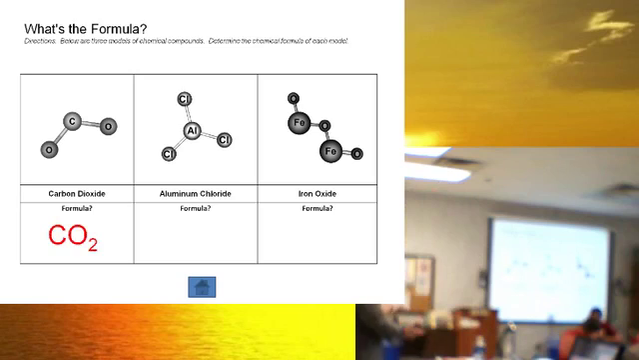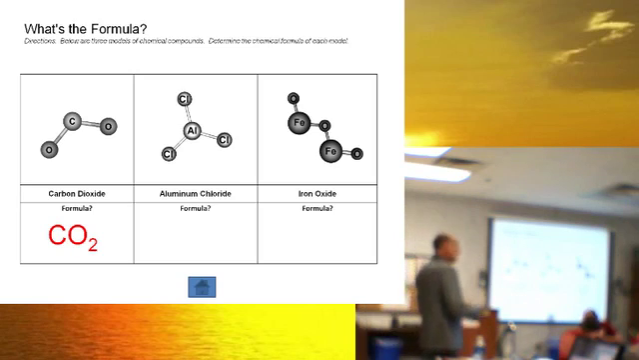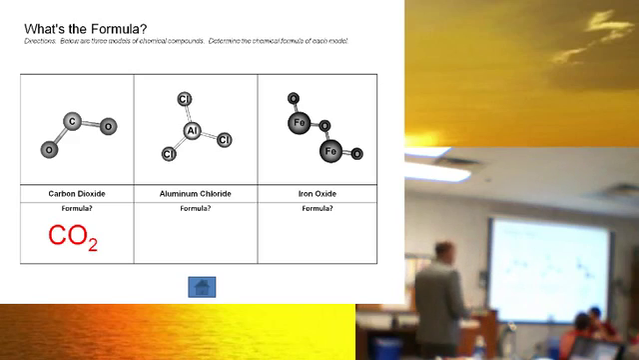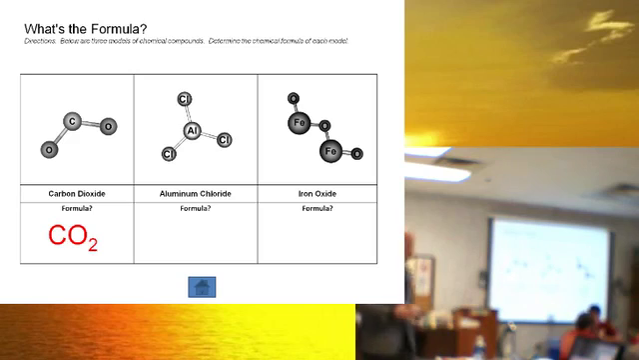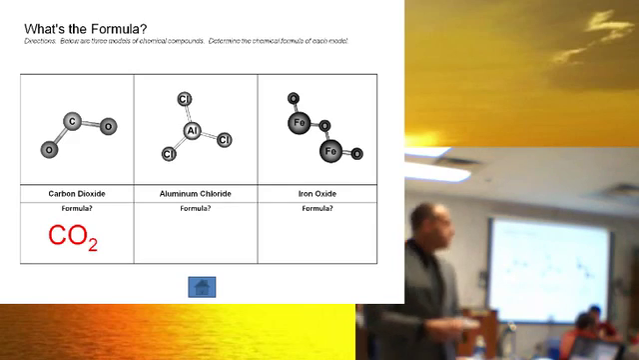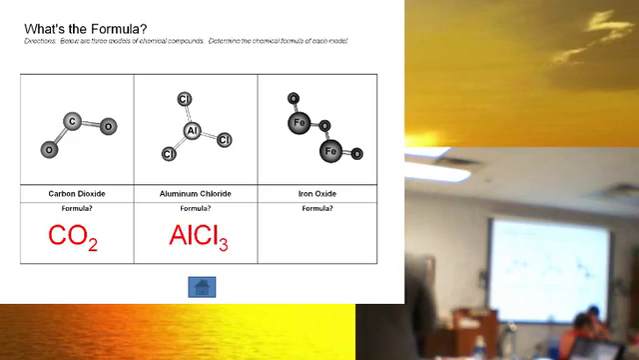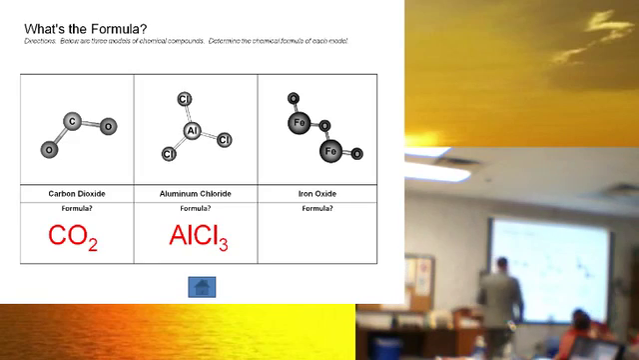And the next one. Now, on this one again, you don't know if aluminum comes first or chlorine comes first, and as an 8th grader, you don't need to know that yet. But you do need to be able to recognize the subscripts that go with those. Farah, what did you write down? AlCl3. That would be right. Now, because I gave you the names, you should have been able to figure out which one comes first.